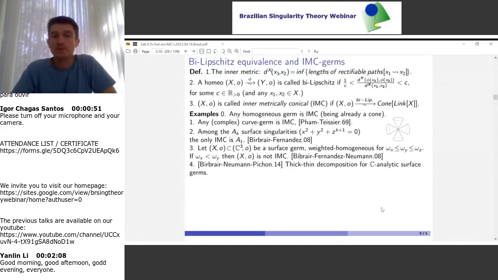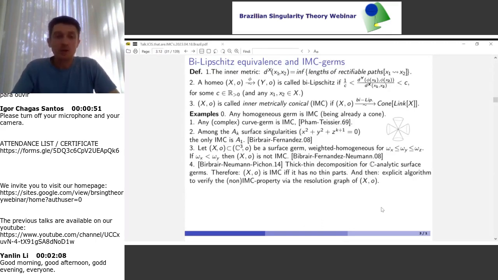And then there was a paper of Lev, Walter, and Anne. They established a thick-thin decomposition for complex analytic surface germs. I will not give any details here. The only sentence which is relevant for my talk is that a germ is inner metrically conical if and only if it has no thin parts, whatever that means. And then they gave an explicit algorithm to verify whether a germ is inner metrically conical or not via the resolution graph. If you know how to resolve your germ, there is a very explicit algorithm, not terribly complicated, and you see the thin decomposition, and in particular you can see whether the germ is inner metrically conical or not. So this is a very good criterion.